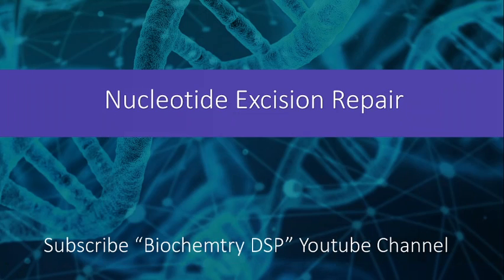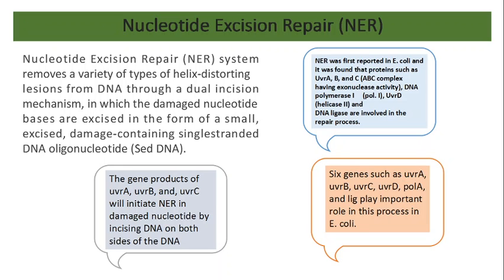Welcome. In today's session, I'll be explaining the nucleotide excision repair system. In the nucleotide excision repair system, DNA lesions that can cause large distortions in the double helical structure of DNA are repaired. The bulky lesions are formed by pyrimidine dimers, alkylation of bases, or cross-linking with some chemical agents.